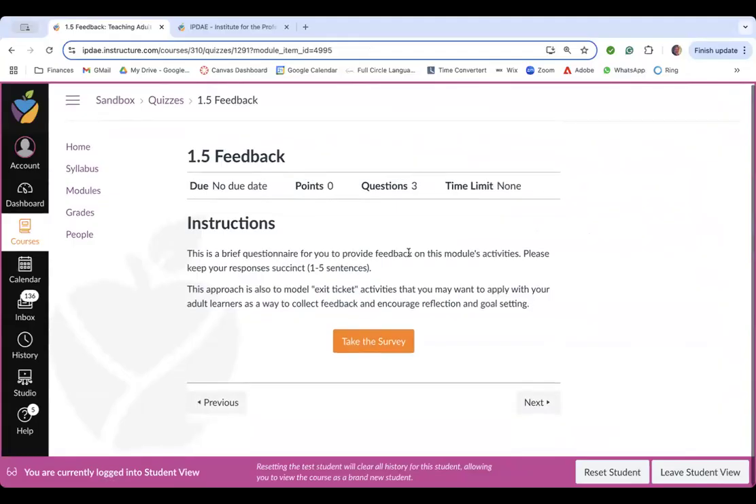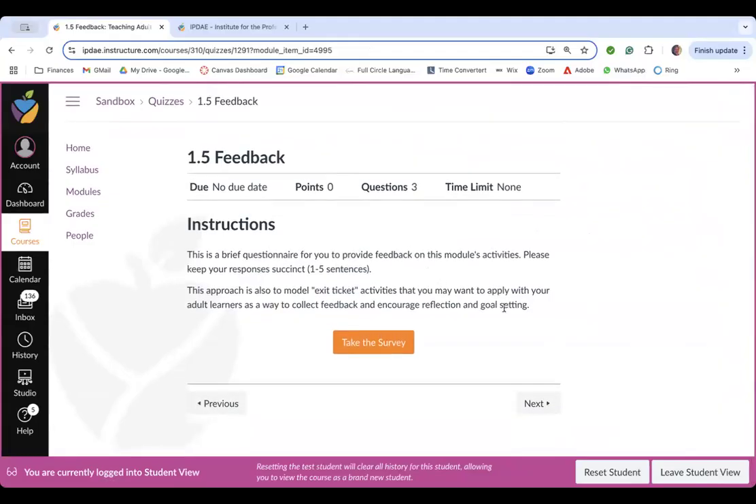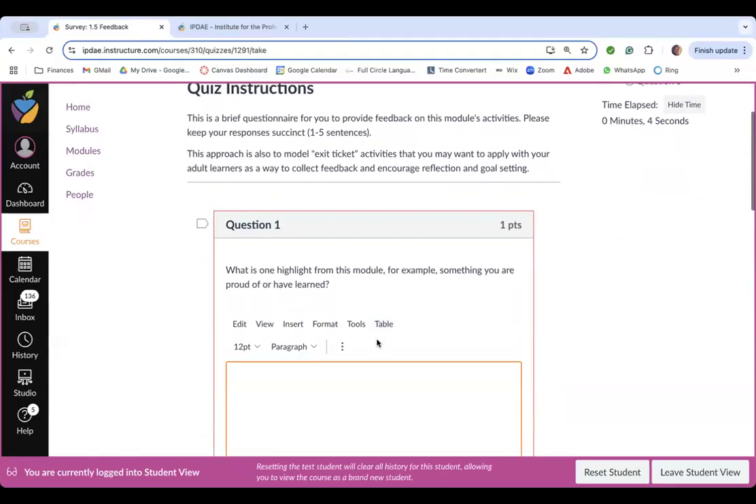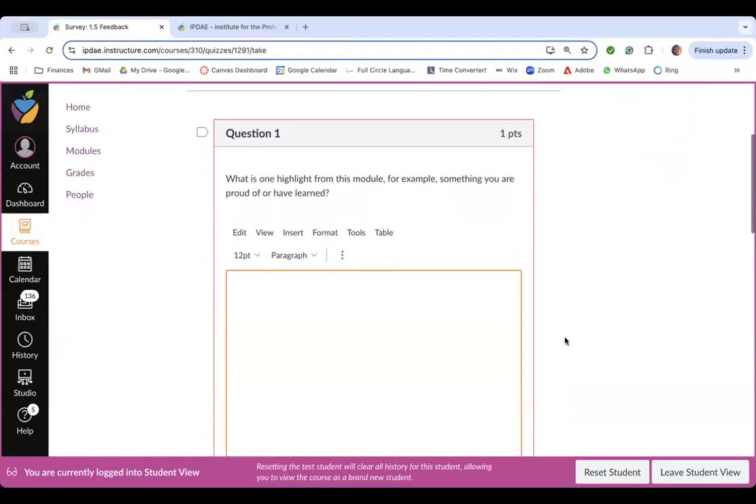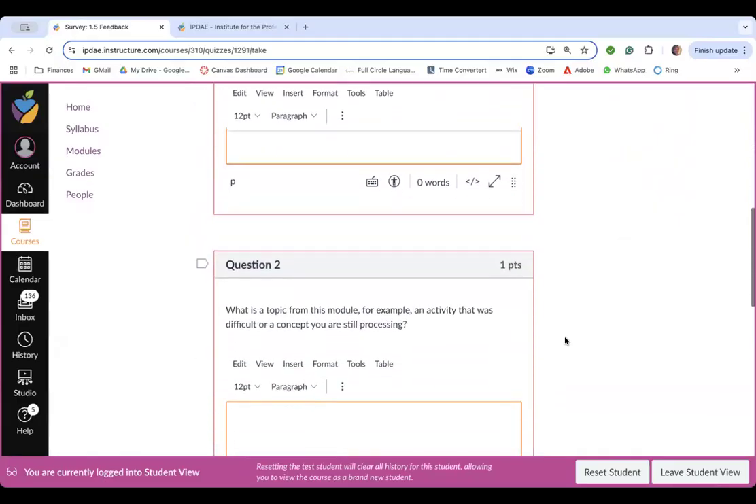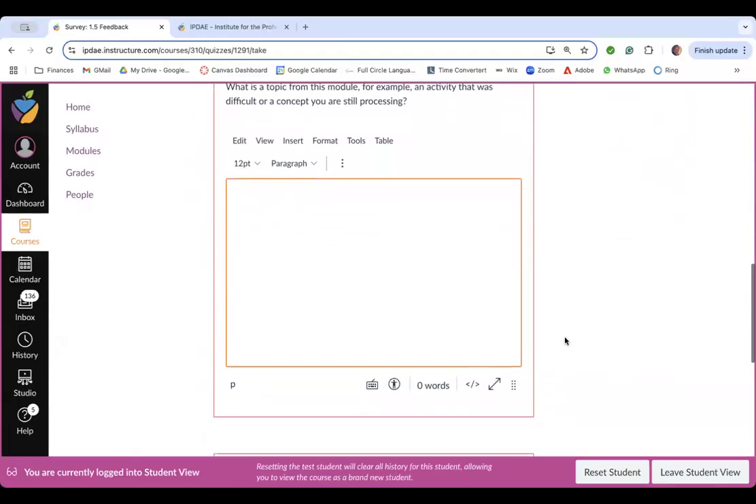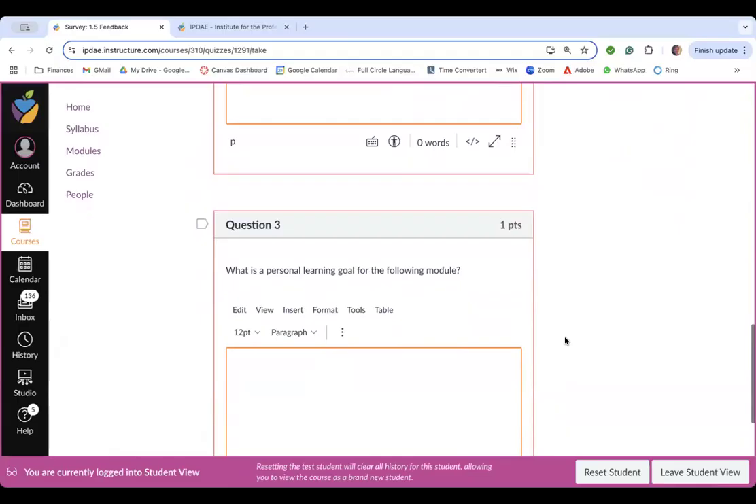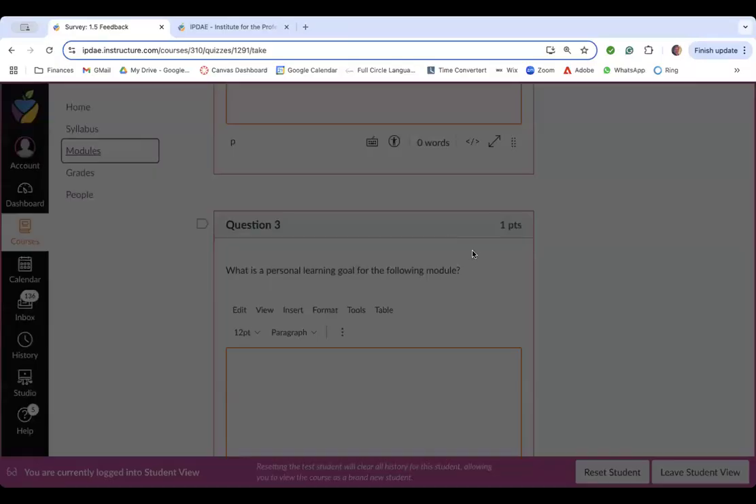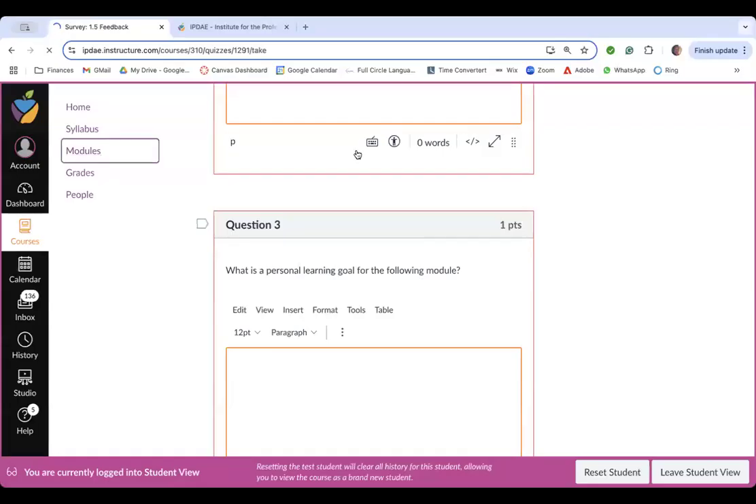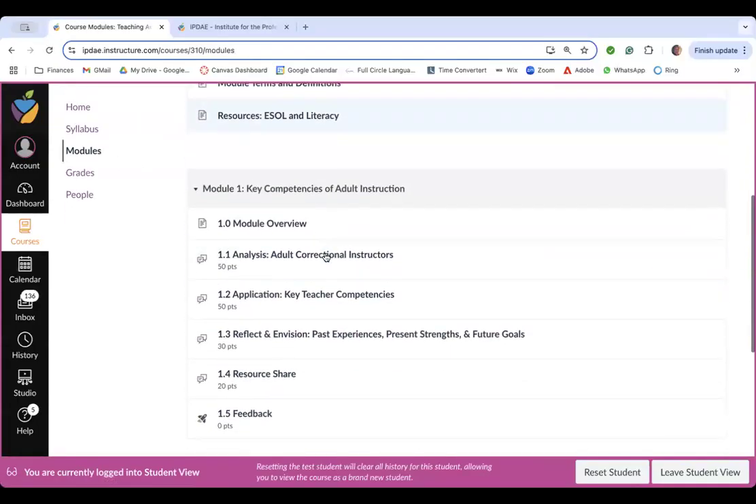And then finally, you have the brief questionnaire, okay? This approach is to model exit ticket activities that you might want to apply with your adult learners, a way to collect feedback, okay? And you can see that the feedback here is: what is one highlight from this module? For example, something you are proud of or have learned. What is a topic from this module, for example, an activity that was difficult or a concept you are still processing? And what is a personal learning goal for the following module? So that is just one example here of our course activities.